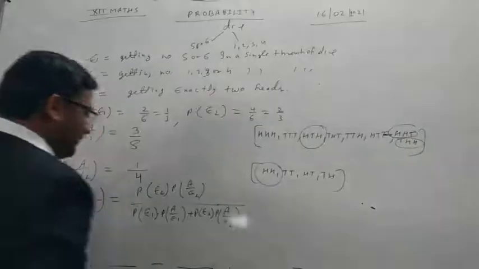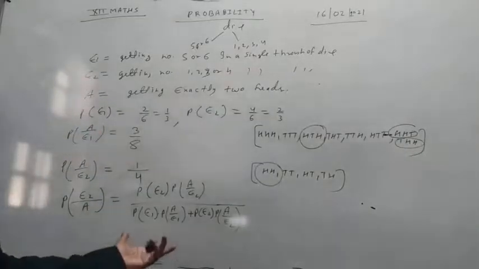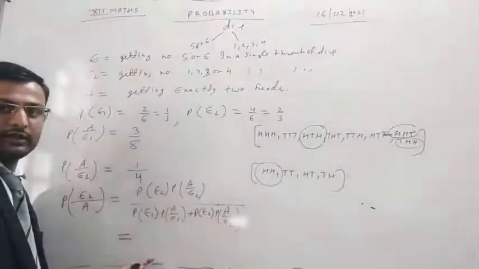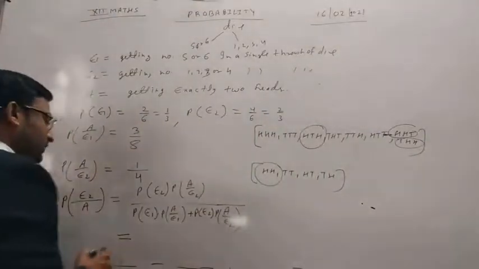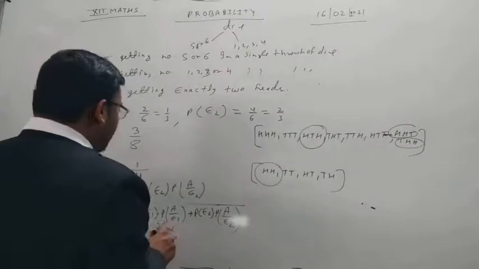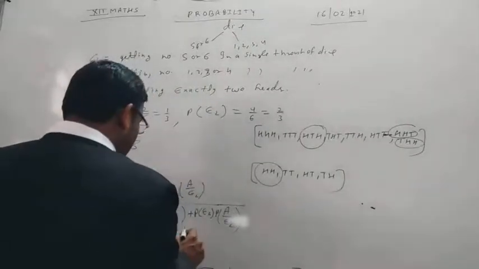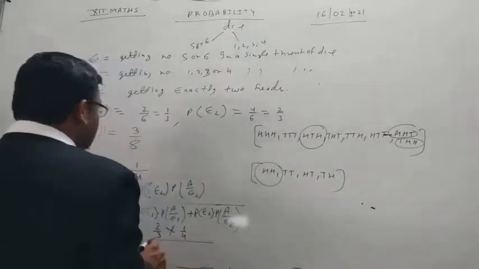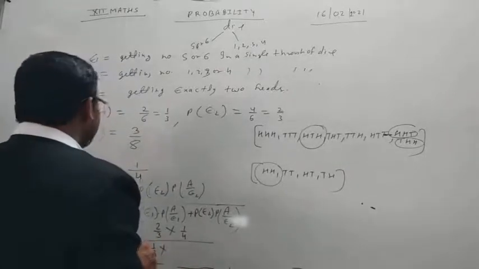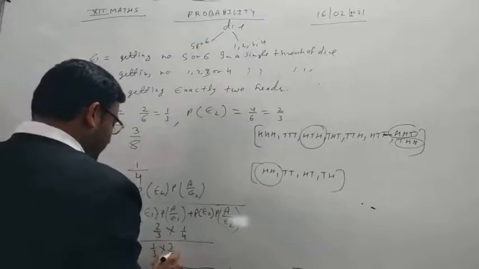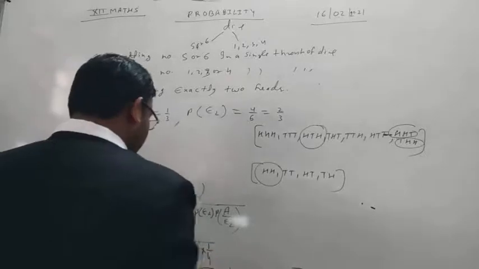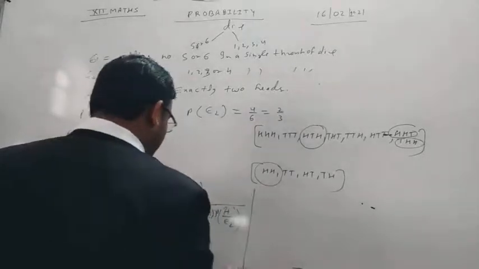Okay friends, using Bayes theorem, this is the formula of Bayes theorem, and using this theorem we can find the result. So probability of E2 is 2 by 3, and probability of A by E2 is 1 by 4, and probability of E1 is 1 by 3, and A by E1 is 3 by 8. So, 3 by 8 plus 2 by 3 into 1 by 4. Okay students, now we solve this.